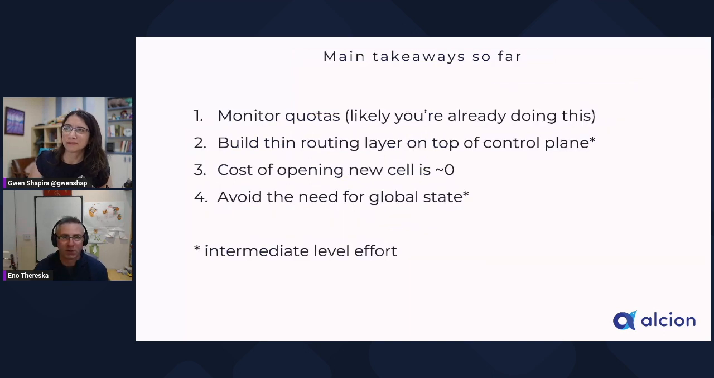Cool. So what are some of the takeaways so far? Again, monitor quotas, build a thin routing layer. This will be a bit of work. Avoid the need for global state. And maybe third, the cost of opening a new cell is tending to zero. There are services that unfortunately do not dial up and down as the usage goes up and down. I think they all promise that, but some of them are not there yet, okay?